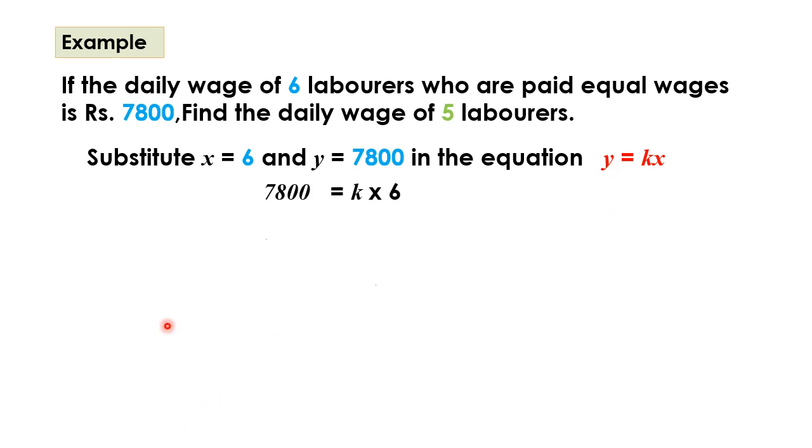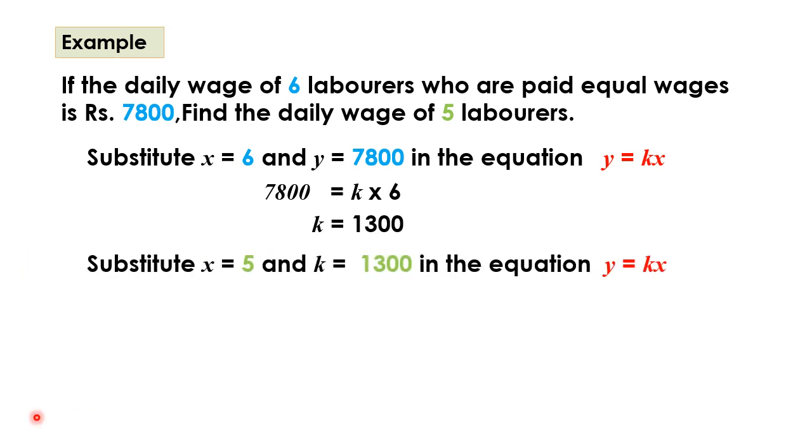When you substitute the values in the equation y equal kx, y is 7,800, k is unknown, and x equals 6. Y is the second quantity, then the k constant value, and the first quantity. By solving this equation, we can find the value of the constant k, which is 1,300. So using the equation y equal kx once, we find the value of the constant k, here 1,300.